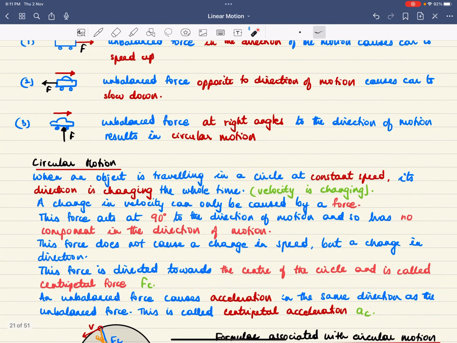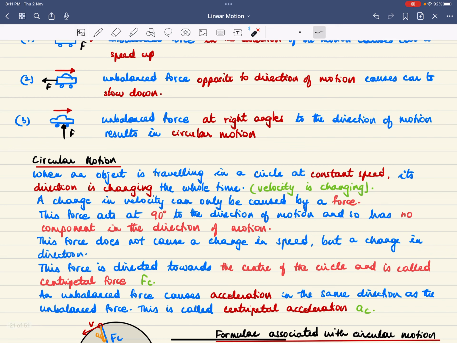So circular motion is when an object is traveling in a circle at constant speed, its direction is always changing, so its velocity is changing. Now, a change in velocity can only be caused by a force, and this force acts at 90 degrees to the direction of motion, so it has no component in the direction of motion. So what the force does is that it does not change the speed, but it changes the direction of motion. This force is directed towards the center of the circle, and it has a special name. It's called the centripetal force.